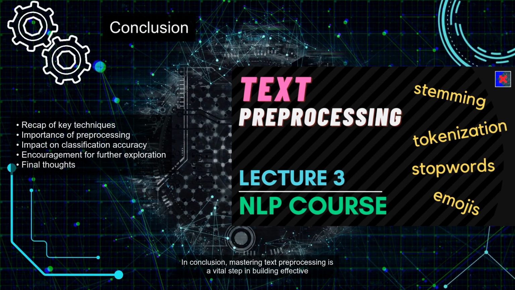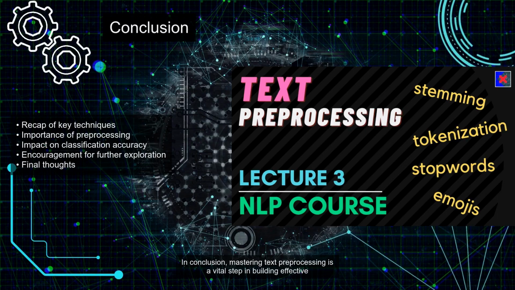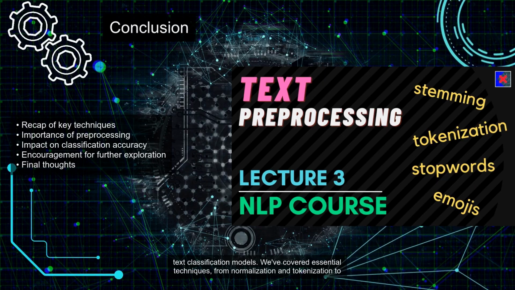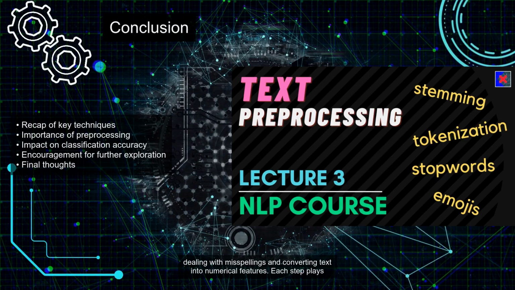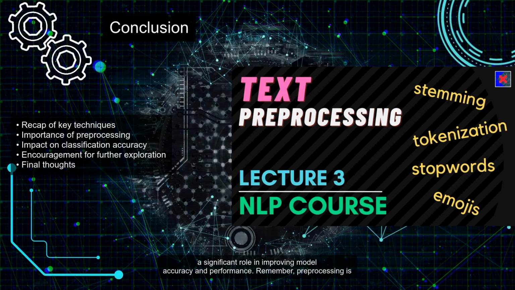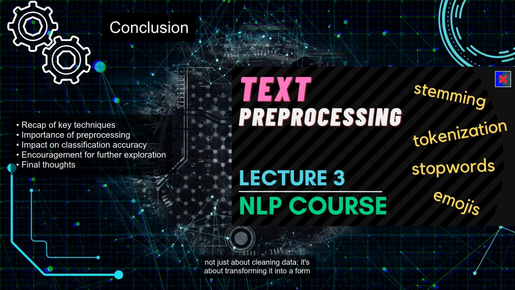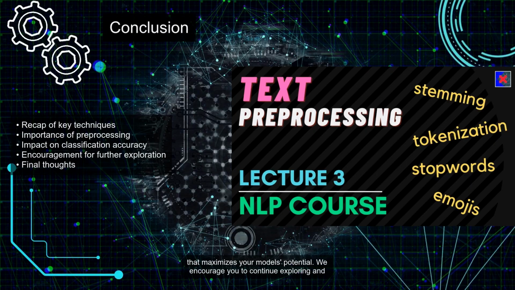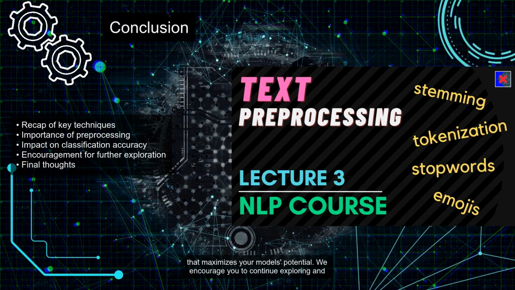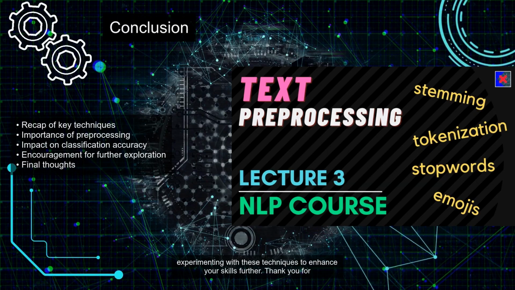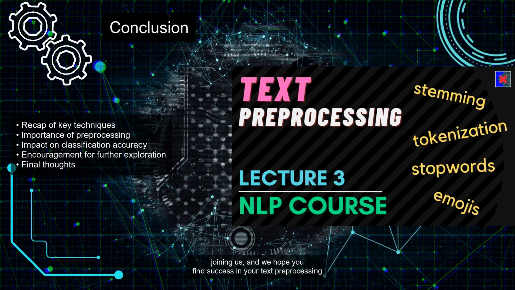In conclusion, mastering text preprocessing is a vital step in building effective text classification models. We've covered essential techniques, from normalization and tokenization to dealing with misspellings and converting text into numerical features. Each step plays a significant role in improving model accuracy and performance. Remember, preprocessing is not just about cleaning data, it's about transforming it into a form that maximizes your model's potential. We encourage you to continue exploring and experimenting with these techniques to enhance your skills further.